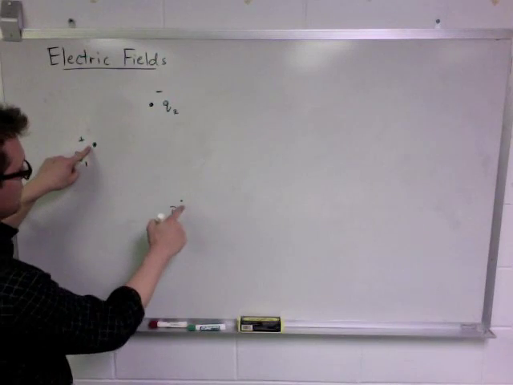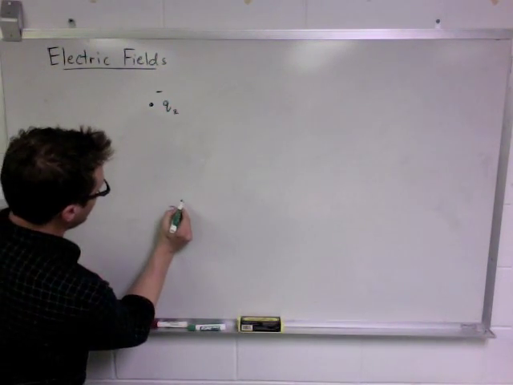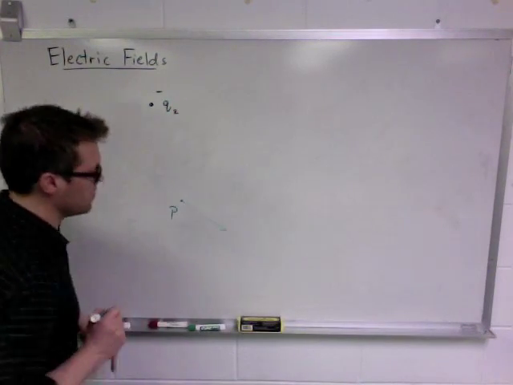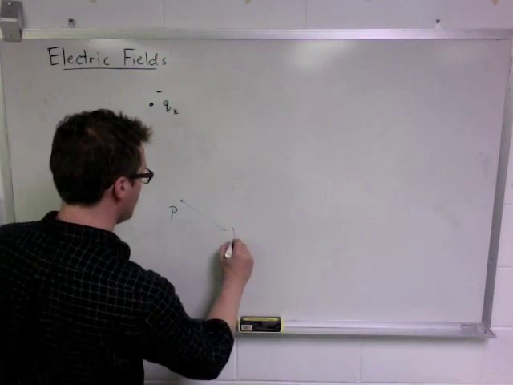Q1 is positive, and so Q1 by itself is going to set up an electric field at point P that points in this direction, because electric fields point away from positive charges. So I'm going to label this as E1.